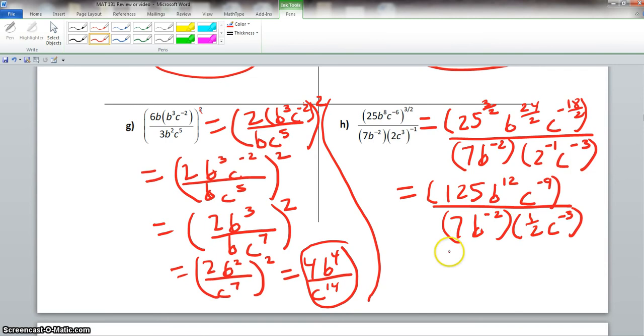Now we're going to combine this denominator. So we have 125b to the 12th, c to the negative 9, all over 7 times 1/2, which is 7 halves. And then we'll have b to the negative 2 and c to the negative 3.